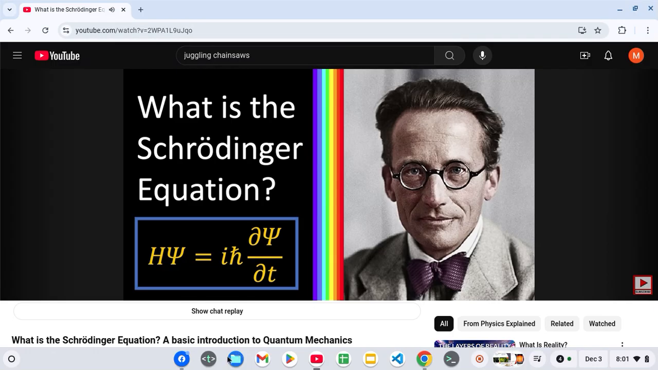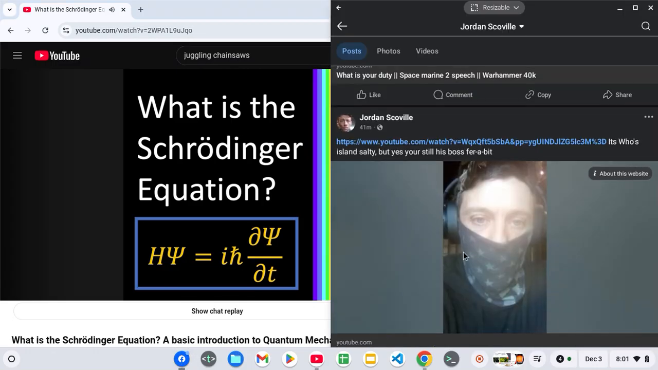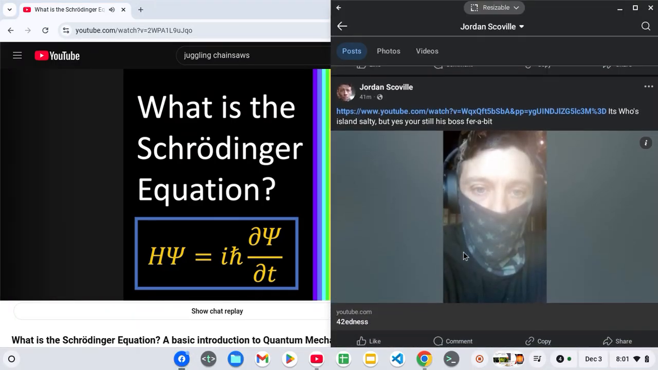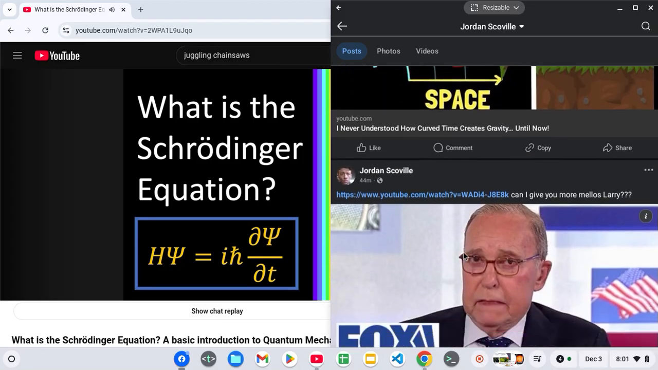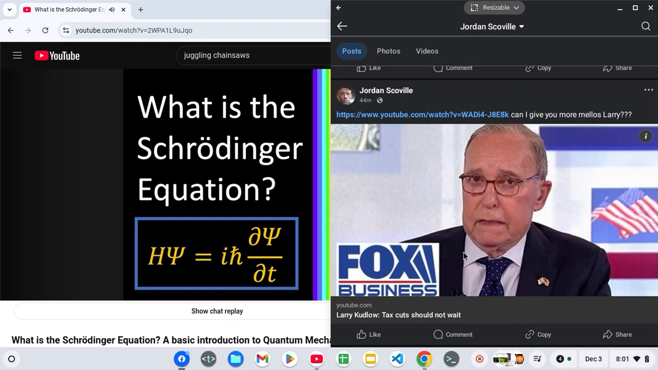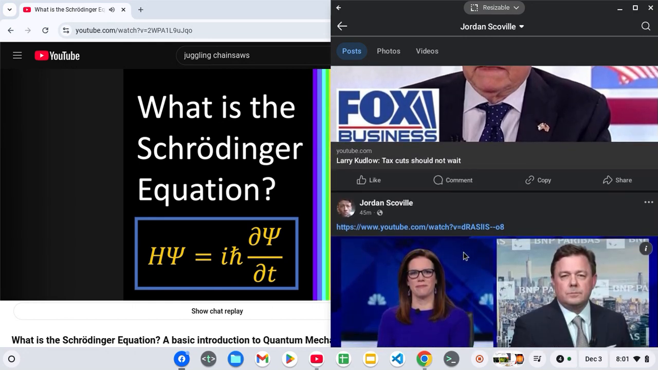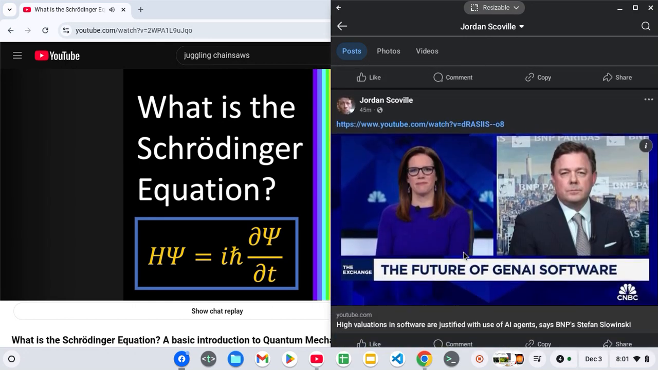Equations in physics, the Schrödinger equation. It's an equation that lies at the heart of quantum mechanics, and it forms the basis of much of our modern understanding of the universe. But what exactly is the Schrödinger equation, and how can we use it to perform quantum mechanical calculations?